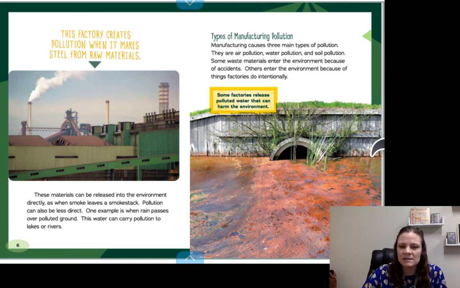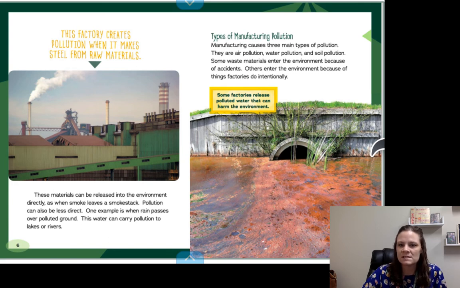These materials can be released into the environment directly, as when smoke leaves a smokestack. Pollution can also be less direct. One example is when rain passes over polluted ground. This water can carry pollution to lakes or rivers. Types of manufacturing pollution. Manufacturing causes 3 main types of pollution. They are air pollution, water pollution, and soil pollution.